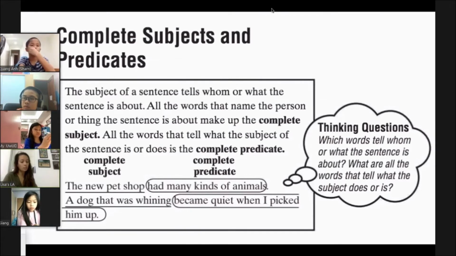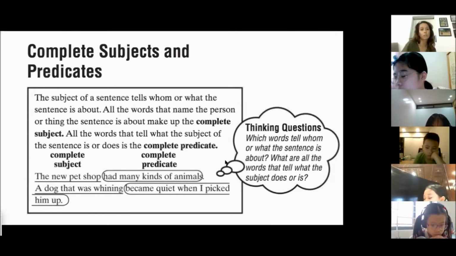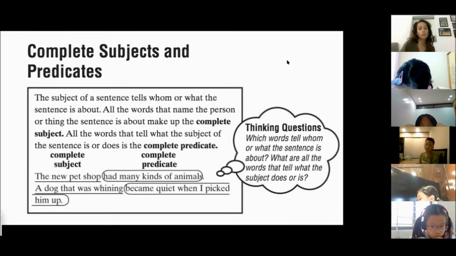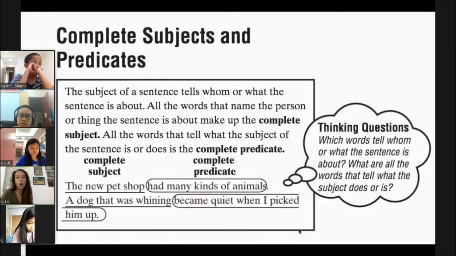Whereas simple subjects and predicates are going to be the smallest, complete is the whole thing. So the subject of the sentence tells whom or what the sentence is about. All the words that name the person or thing the sentence is about make up the complete subject. So the simple subject is 1 word. The complete subject is all the words that tell about the subject. All the words that tell what the subject of the sentence is or does is the complete predicate. So simple, meaning the smallest or the most basic. Complete, meaning all the words.